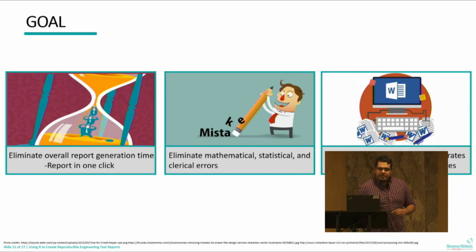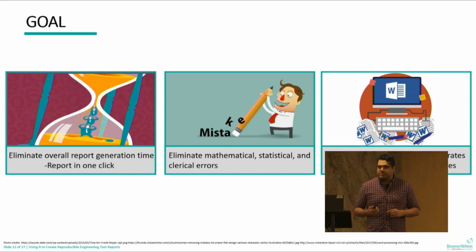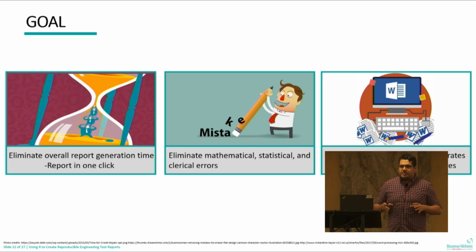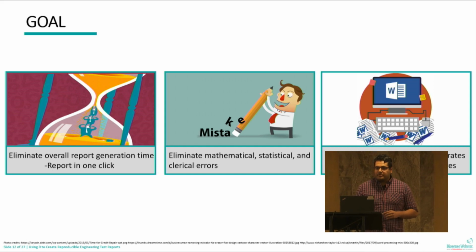Our overall goal for the project was: 1, eliminate as much of the time as possible it takes to generate a report. 2, make it super simple so that it could be done in 1 click. 3 was review the user's input to make sure there are no mathematical errors, no grammatical errors, or any stat errors. Then finally, our last goal was we want to make this program as flexible as possible to be used for a variety of tests. We did not want a one-trick pony report.